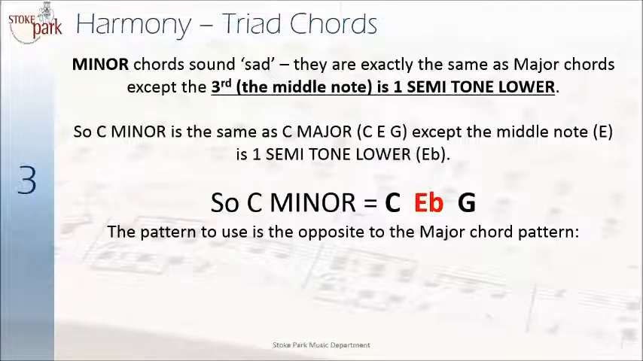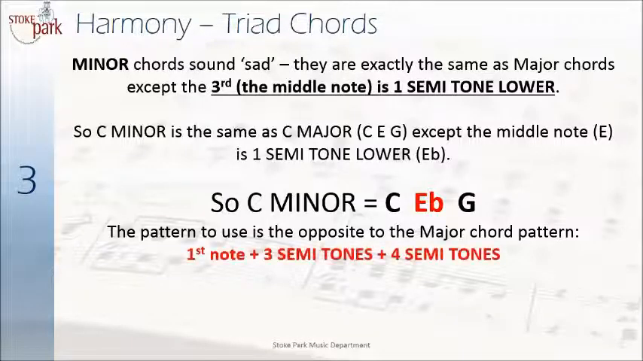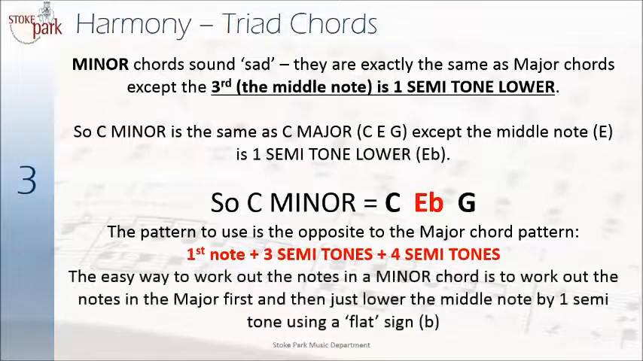So the pattern we used for the major, it's the opposite, okay? You have your first note and then you go up 3 semitones first and then you go up 4 semitones from the middle note. So it's the opposite of going first note up 4 and then up 3. You go first note up 3 and then up 4.